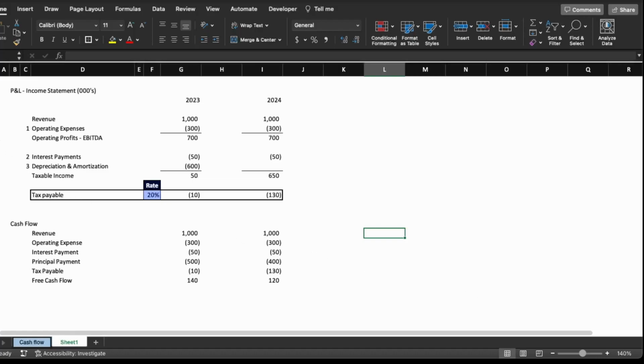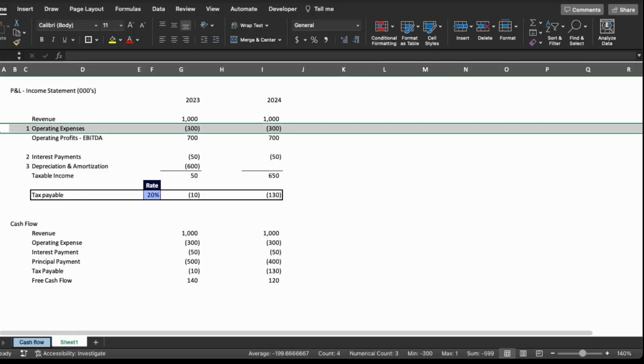The first one is operating expenses, which is any sort of expenses necessary to run a business, such as cost for labor, cost for maintaining a machine, equipment, or to rent a piece of land.